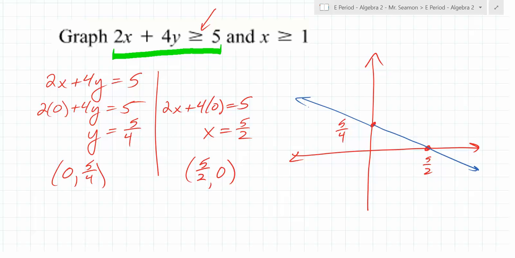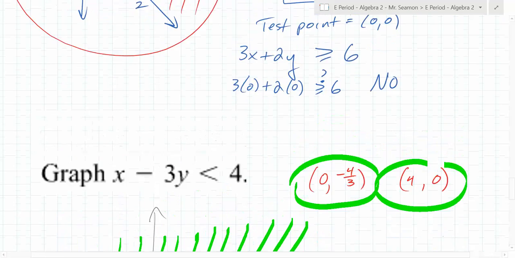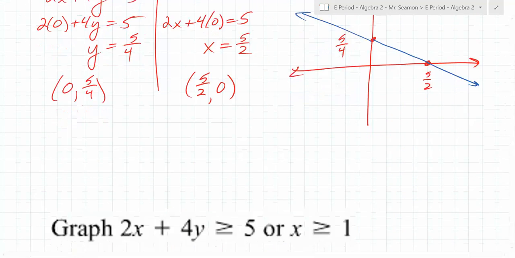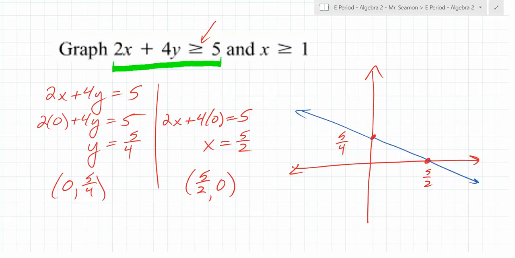We have to test. What point should we test? What's the easy point to test? No, we just tested the same point twice. What was that same point we just tested in the last example? Look up here. What point did we test there? 0, 0, unless the line passes through it. Can we test 0, 0 in this case? Does this line pass through the origin?